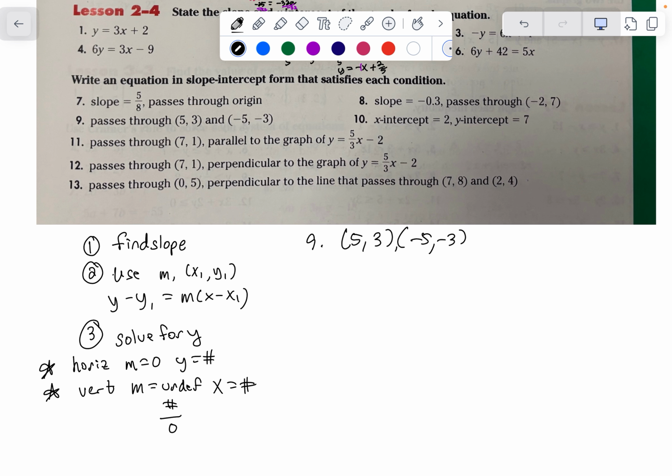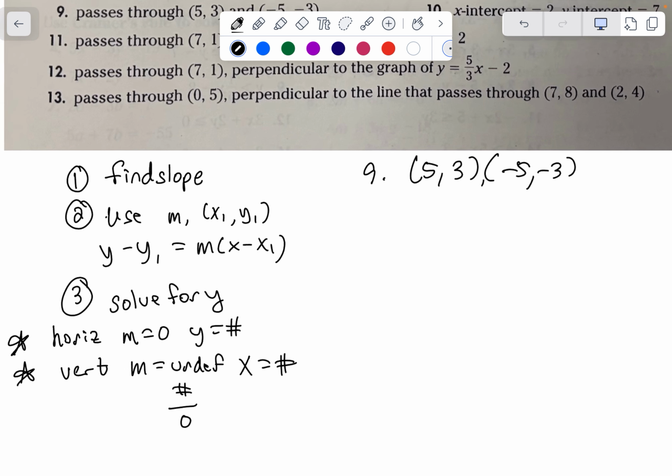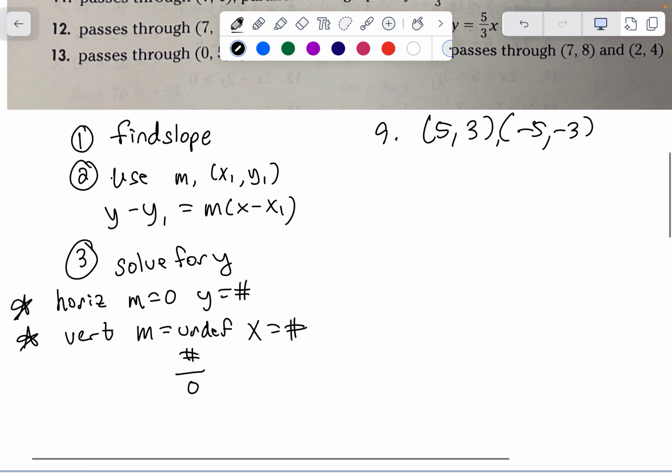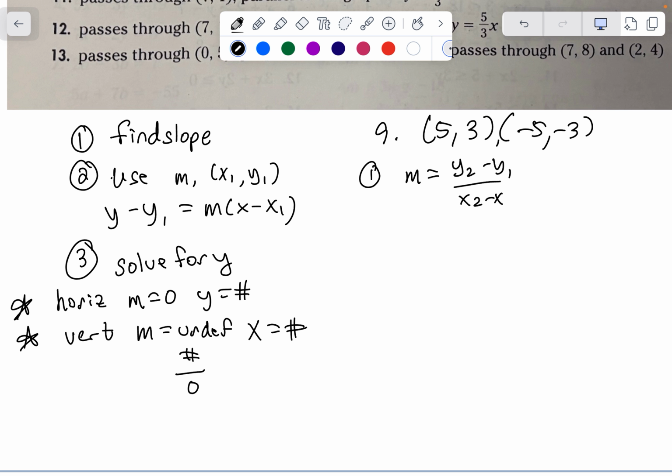Now remember, you got to do the 3 steps you see here. First step is to find your slope. So y2 minus y1 over x2 minus x1. Label your points. It really doesn't matter which you use for which. It doesn't matter at all. So if you reversed it, you'll still get the same thing, okay?